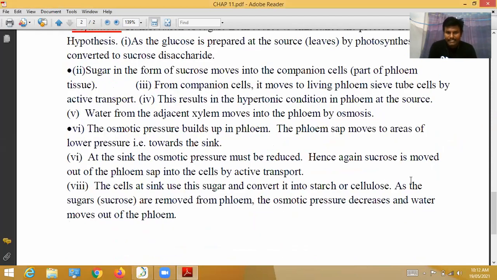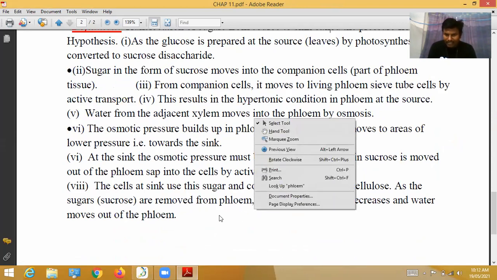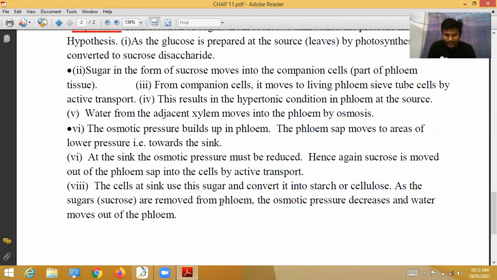Cellulose. As the sugars are removed from the phloem and move out of the phloem, the osmotic pressure decreases and water moves out of the phloem. When the sucrose has completely reached the root region, the osmotic pressure is completely decreased. Water moves out of the phloem and enters the xylem region. This is called the pressure flow hypothesis or mass flow hypothesis.